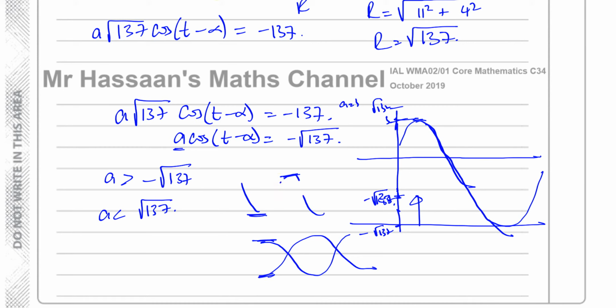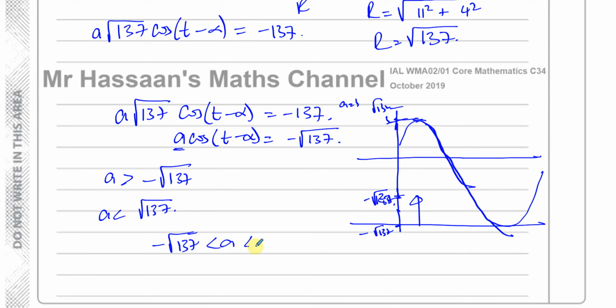So basically, our value of a has to be between minus root 137 and root 137. It can't be equal to them. If it's equal to them, it will touch. If it's greater than the square root of 137, it will actually go over on that side and on this side. So therefore, it will have a solution for this.